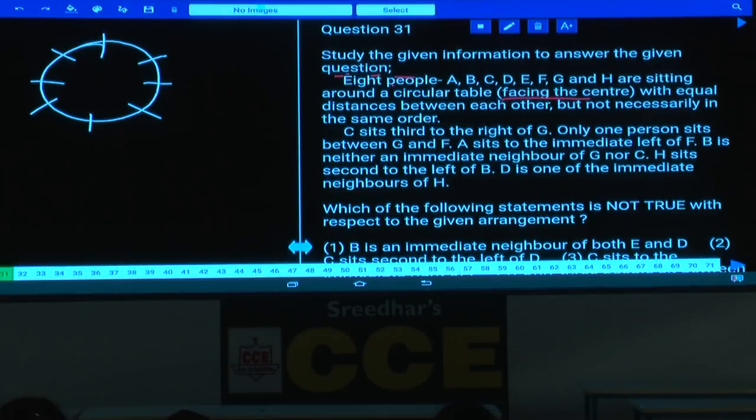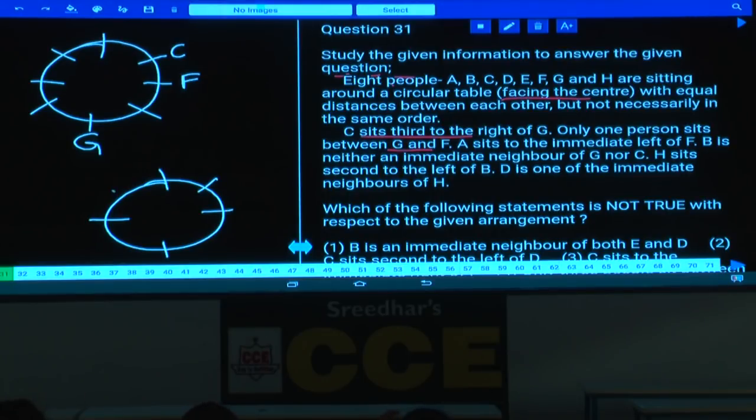As C is seated third to the right of G, now I am fixing G at this place. C is third to the right of G, C must be here. Only one person between G and F. As only one person between G and F, F will be here, that is the first case. Then what is the second case here? 1, 2, 3, 4, 5, 6, 7, 8. G is here and C sits third to the right of G and one person between G and F, F can be here. How many possibilities do we have? We have 2 possibilities for this F.